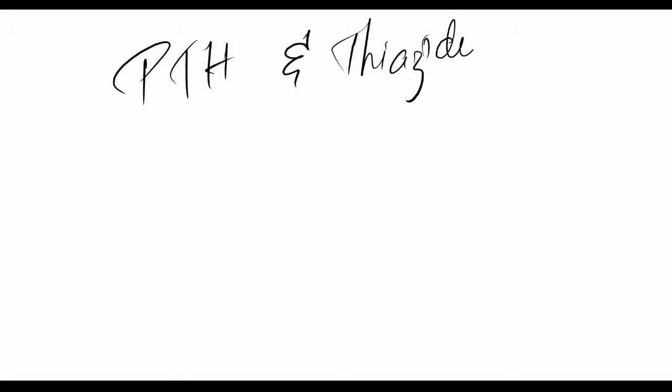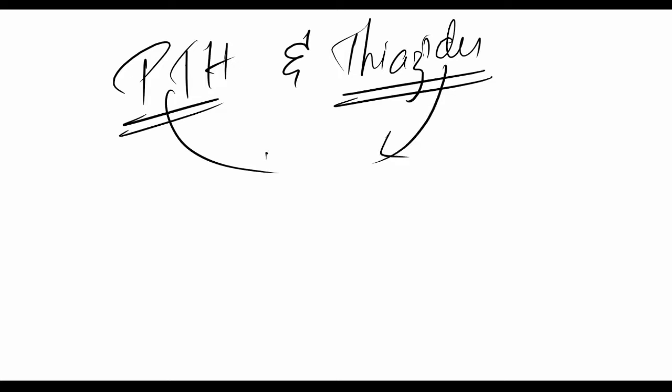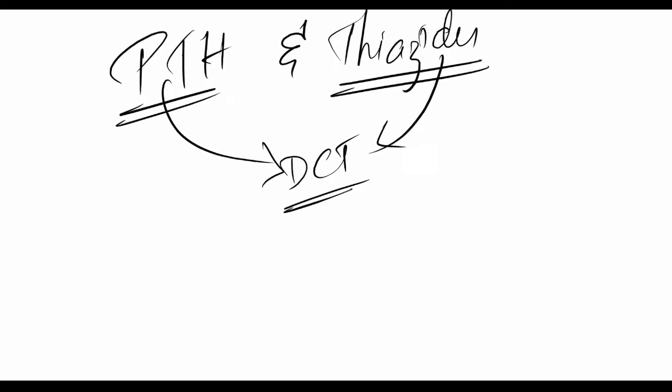And now we're looking at parathyroid hormone and thiazides. I thought of making them separate topics, but since they're quite small topics, it didn't make sense to make a separate video on each of them, since both of them act on the DCT, that's the distal convoluted tubule, and both of them are interlinked in some way. So first we'll be looking at parathyroid hormone.